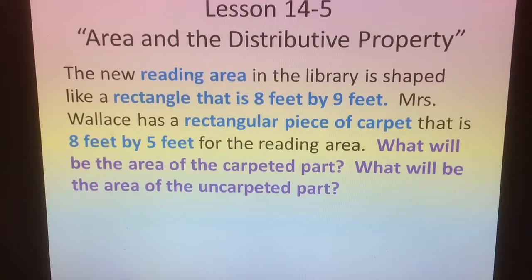At this point in the PowerPoint, I went to my document camera and we did this as a class, but just to explain it, we had some grid paper and we started by drawing the big rectangle, 8 feet by 9 feet. Then we drew a line to show the carpet part, 8 feet by 5 feet, and then we figured out from what was left the area of the uncarpeted part, which ends up being 8 feet by 4 feet, or 8 times 4, which is 32.